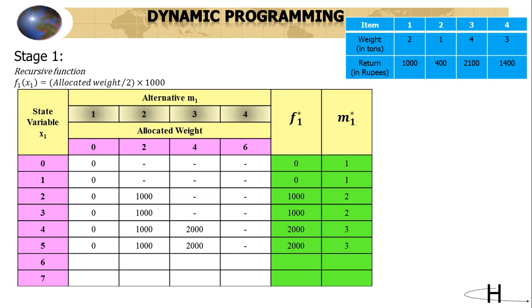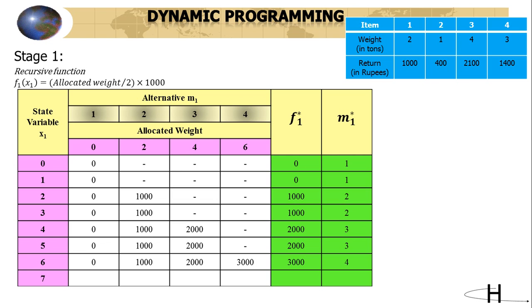Now when we consider x1 equal to 6 ton, the recursive function values with respect to allocated weight 0 will be 0, allocated weight 2 will be 1000, for 4 it will be 2000, and for 6 it will be 3000, since 6 divided by 2 multiplied by 1000 is 3000. So amongst 0, 1000, 2000 and 3000, the best recursive function value is 3000 with respect to alternative 4.